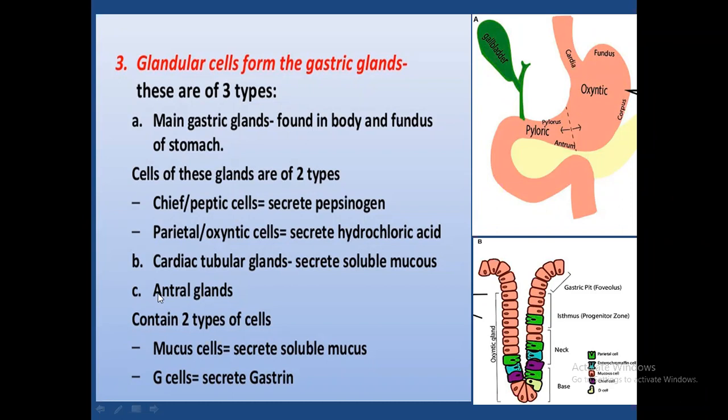And the third type of glands are antral glands. These antral glands consist of two types of cells. One is mucus cells, another one is G cells. Mucus cells are producing the mucus and G cells are producing a hormone, that is the gastrin hormone. This gastrin hormone stimulates the production of gastric juice. Okay.